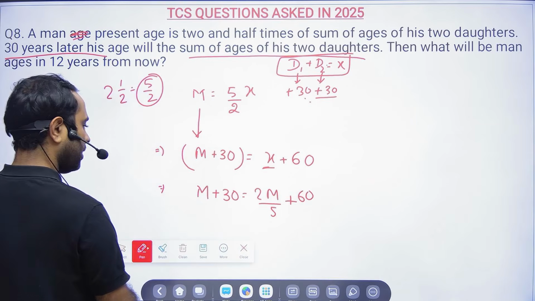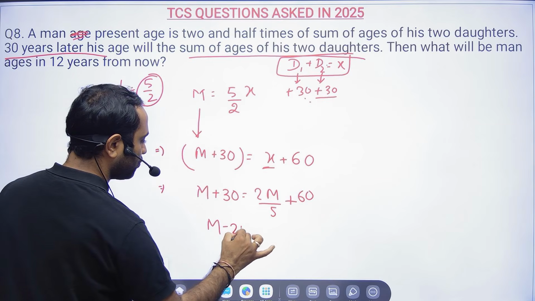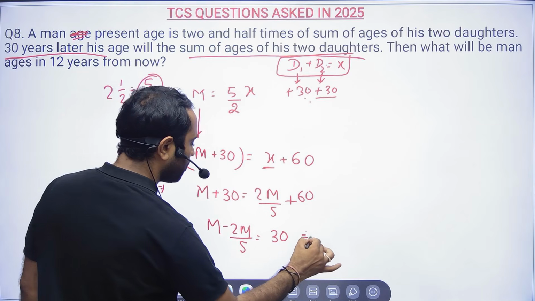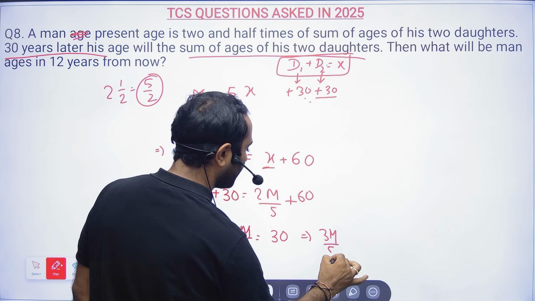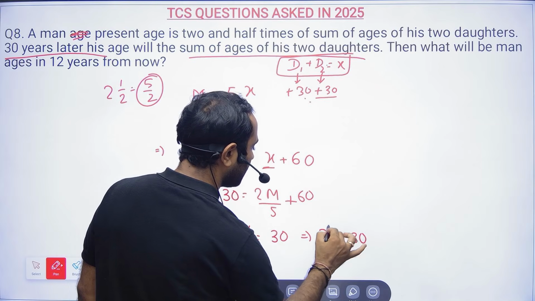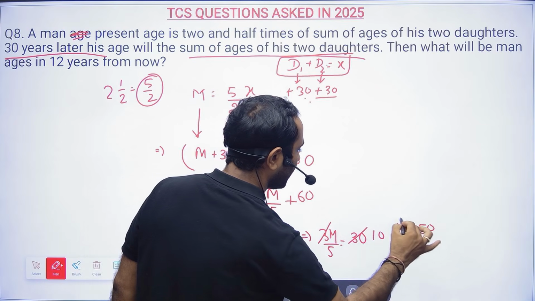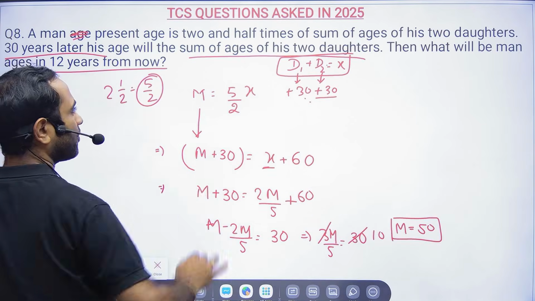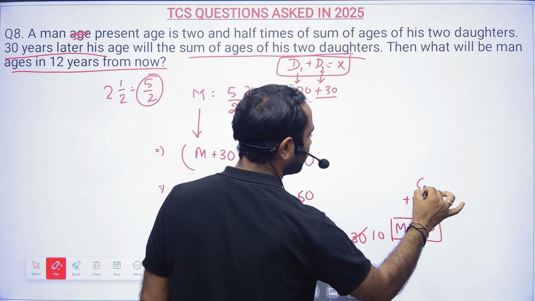Correct? Okay. Now this 30 we will send it that side. So M minus 2M by 5 is equal to 30, sir. So 5M minus 2M, that is 3M by 5, is equal to 30. So M will be nothing but equal to 50, sir. So the age of the man after 12 years, add 12 to it, it is 62.